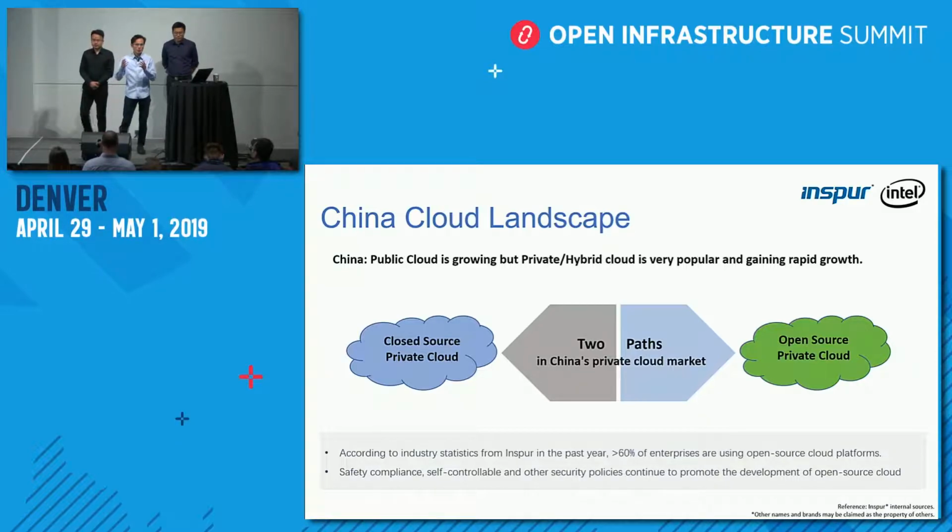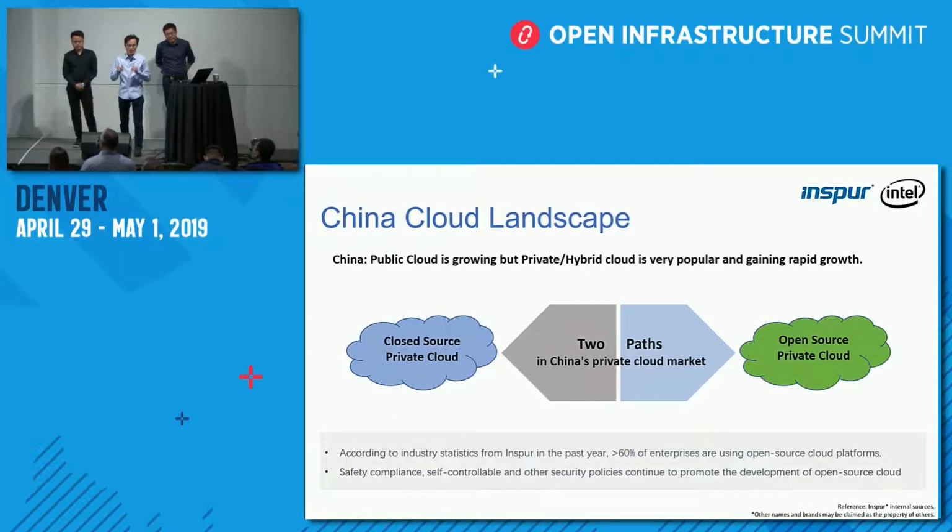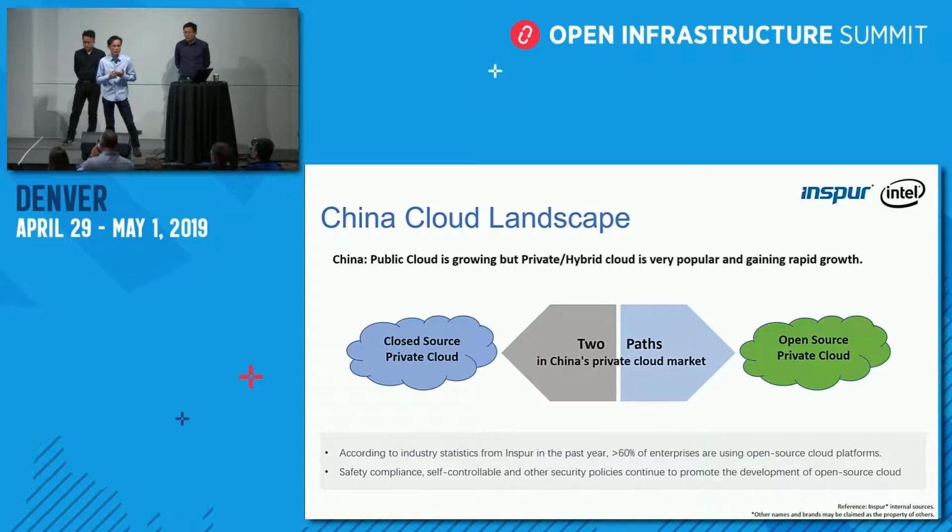In fact, most industries in China are starting to look at private cloud deployment. According to some of the statistics that we have with our partners, like Inspur, as you see on the screen, more than 60% of enterprise users are using open source cloud platforms. One of the main reasons is the safety and government mandate on security and self-controllability, and being able to modify the code to satisfy the security requirements set by the government.